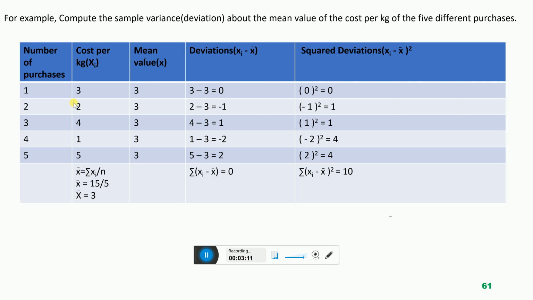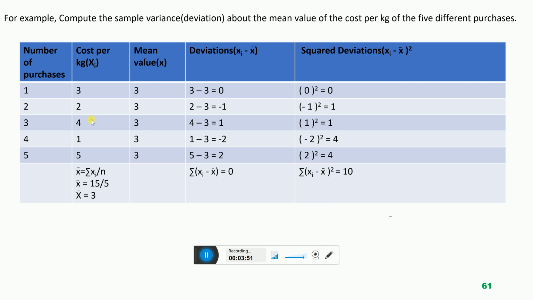And now the deviation of the second data item about the mean value is 2 minus 3 is equal to minus 1. This means that the second data item is one value to the left of the mean value. So 2 is one value less than 3, so this is one value to the left of the mean. I am again repeating, variance or deviation is the difference between the data item and the mean value. So the second data item is 2, the mean value is 3, and the difference is 2 minus 3 is equal to minus 1.